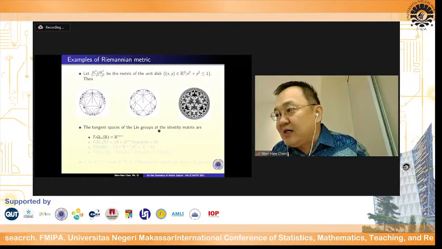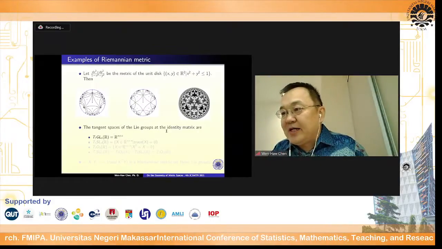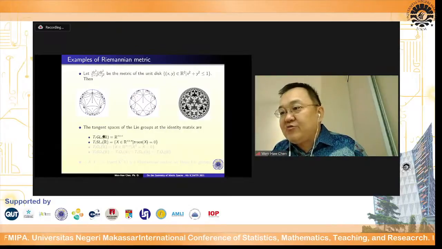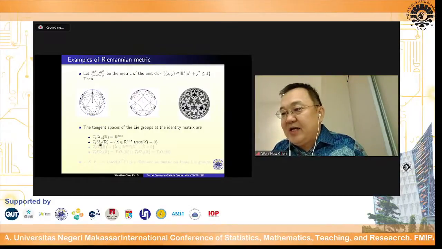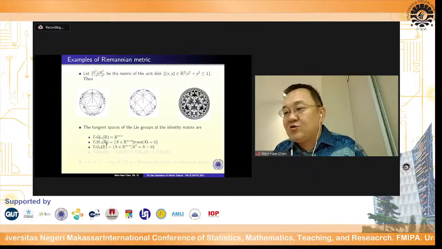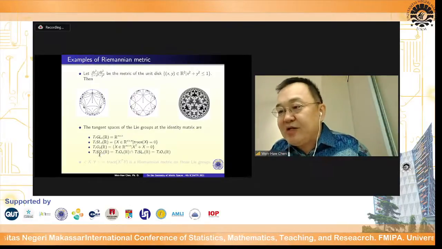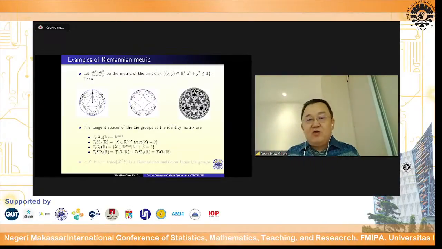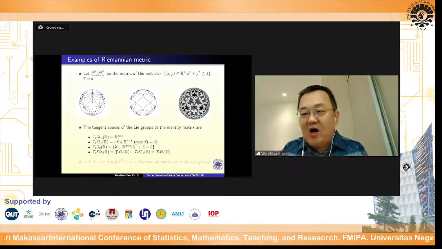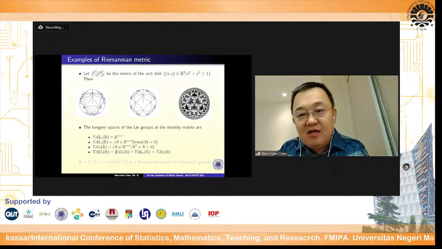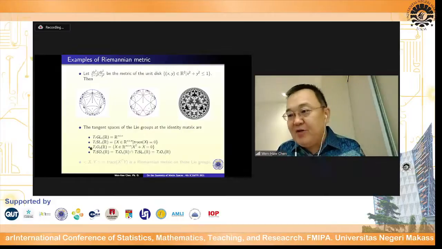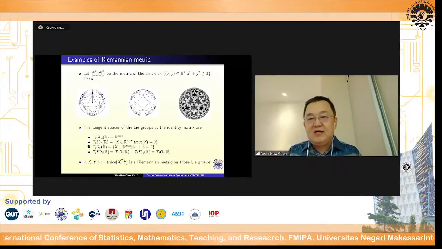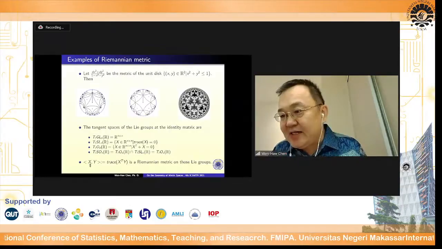At the identity matrix, okay. So for the general linear group, it's just like this, and the special linear group, orthogonal group, and the special orthogonal group. So what kind of metric, or how do we define the inner product in this space? We can understand it just like this.